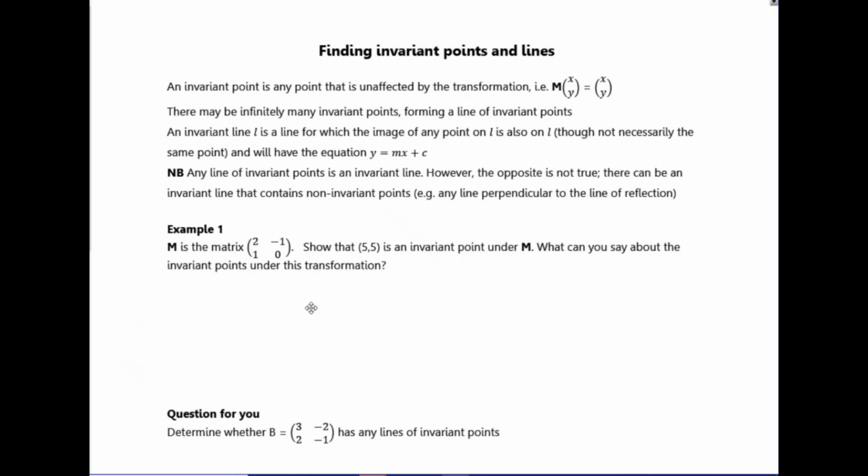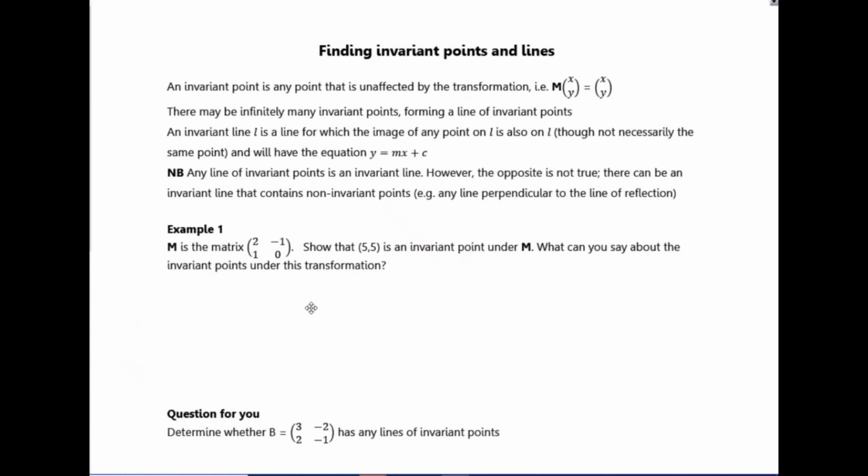Right, so last lesson in this pack is on finding invariant points and lines. Throughout this pack, we have mentioned invariant points and lines for various transformations, but sometimes you might have to find them for non-standard transformations, non-standard matrices and stuff.